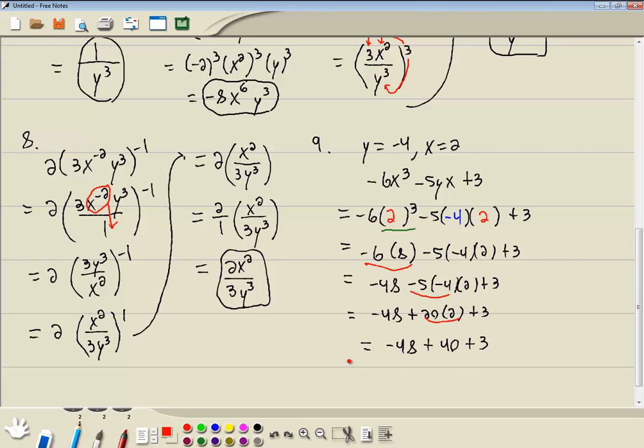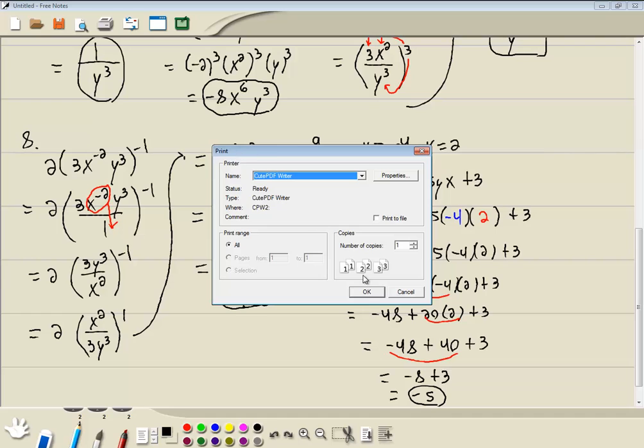Please excuse my dear Aunt Sally. Addition and subtraction. So I'll do this one here. Negative 48 plus 40 is negative 8. And last addition and subtraction, negative 8 plus 3 gives us negative 5. And that's our answer. Let me save this page.